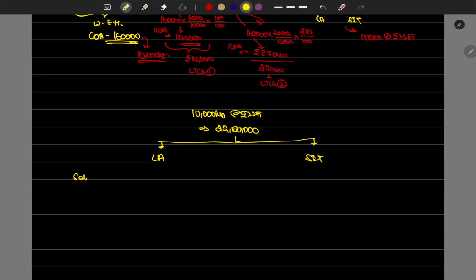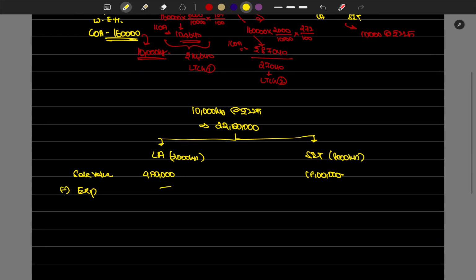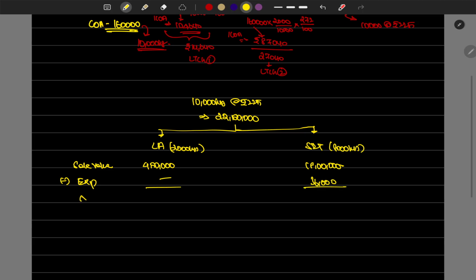So what's the sale value? For the 2,000 kgs, 2,000 into 225 is 4,50,000. For the 8,000 kgs, 8,000 into 225 is 18 lakh, minus expenses. There are no expenses on this side. Here we have expenses of 2%, which is 36,000. So this is the full value consideration and this is the net value consideration. The net value consideration is 4,50,000 as it is for this, and 17,64,000 for the other.